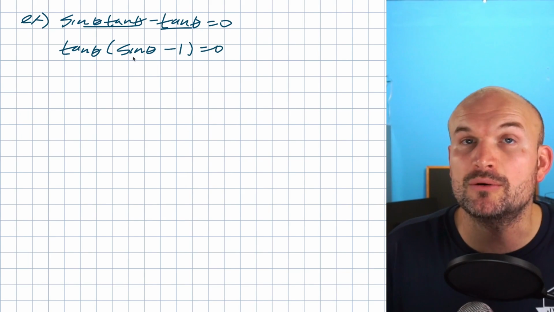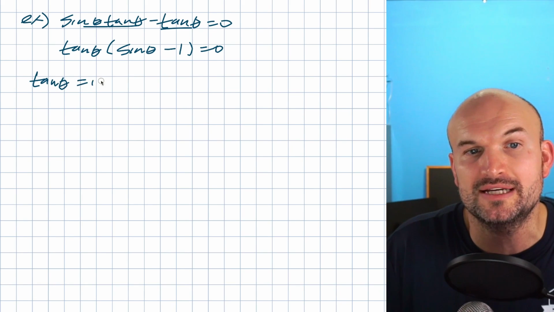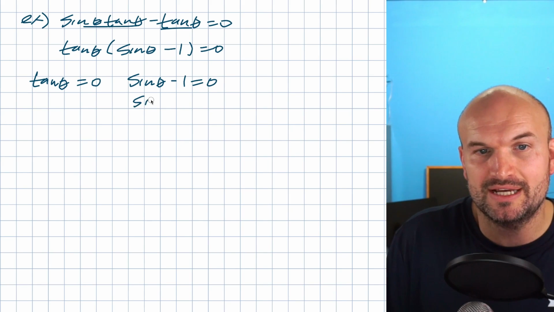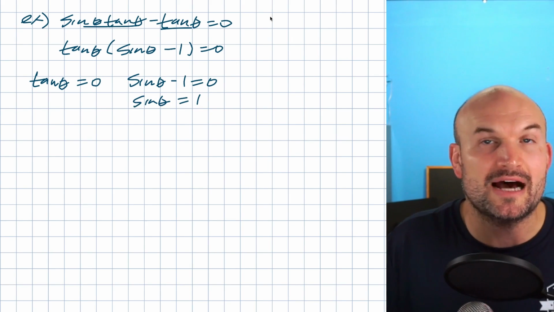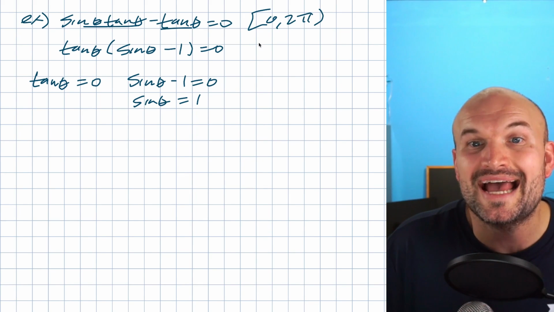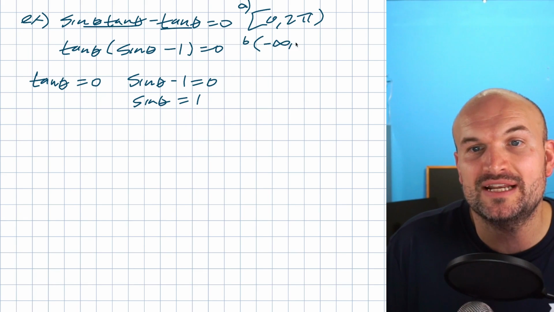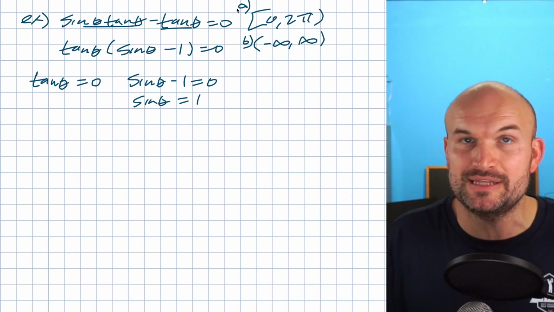The reason why factoring is so important is because now I can apply the zero product property. So I can say tangent of theta equals 0. And here, sine of theta minus 1 is equal to 0. So therefore, I can get sine of theta equals 1. Now, in this case, I'm going to solve this between 0 and 2 pi, as well as find all the solutions between negative infinity and infinity. So you can see the difference between these two solutions.